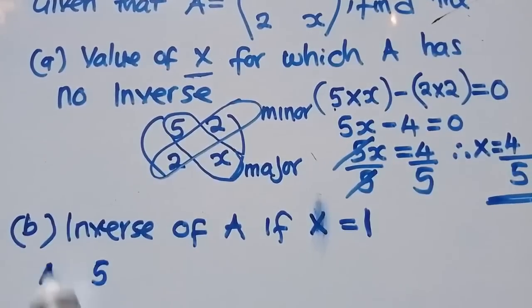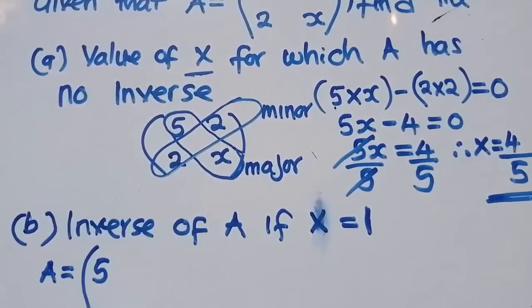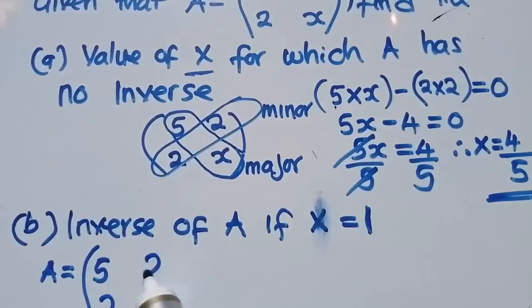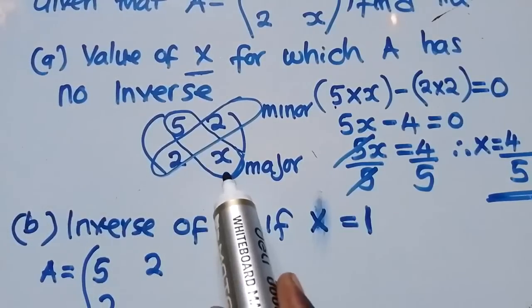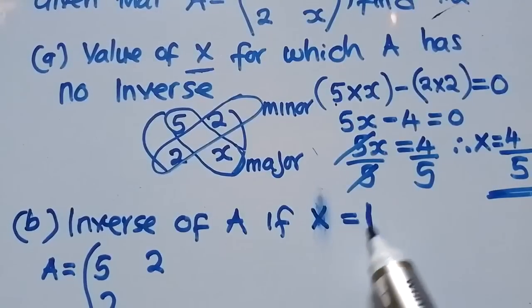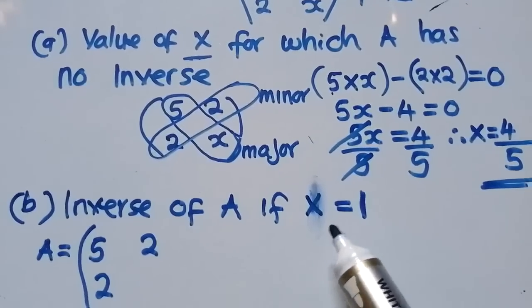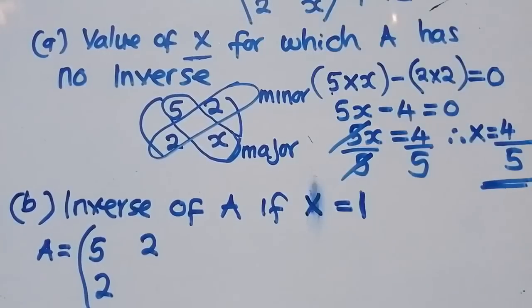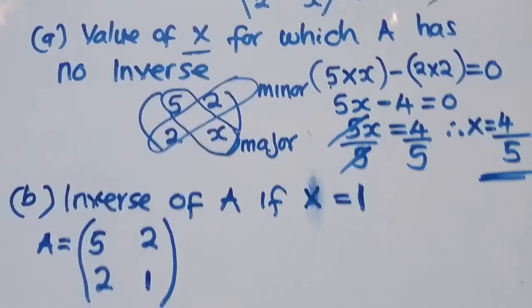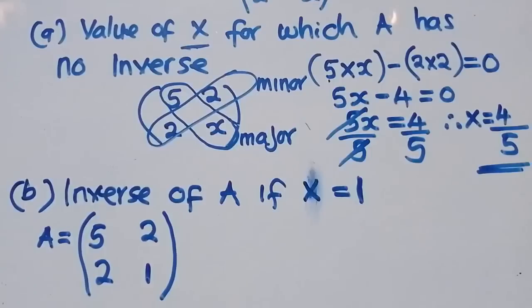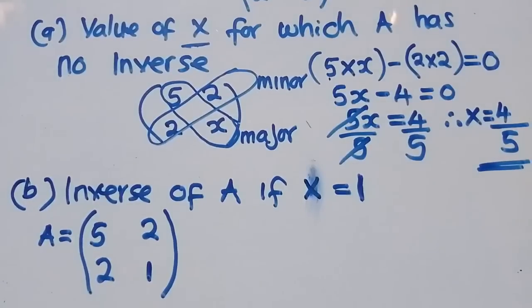Matrix A is equal to 5, 2, 2, x. Here where there is x, they have said that x is equal to 1. So you are going to follow instructions, what you are taught and what you are given. You are going to put your 1 there. How do we find the inverse of a matrix? First thing, we need to know the determinant. This is the first thing that we are going to do even here.